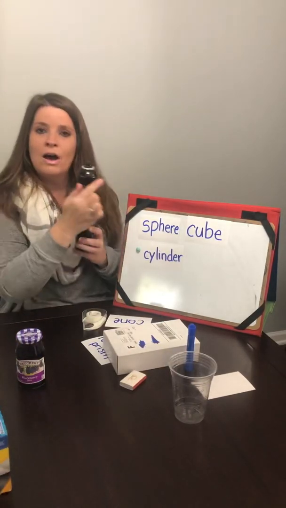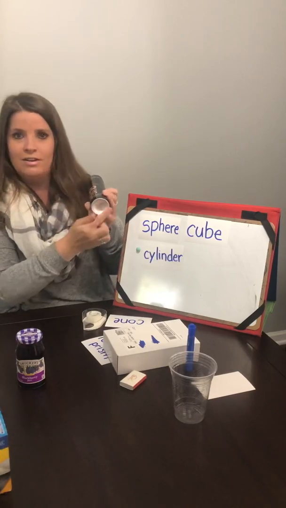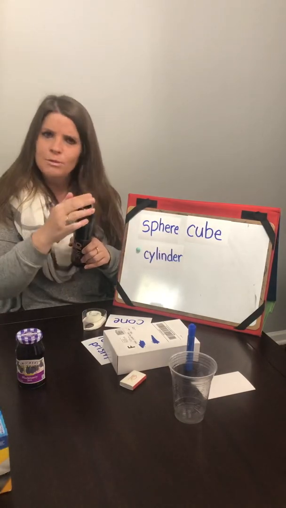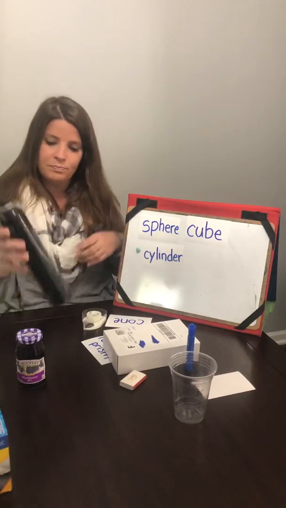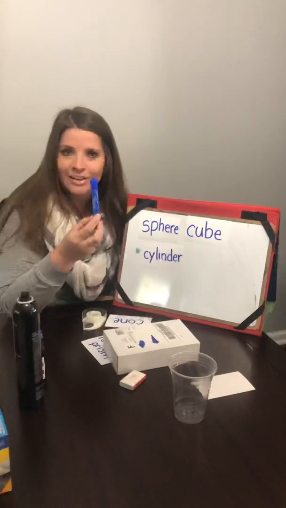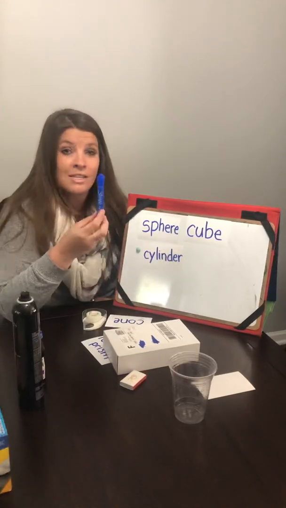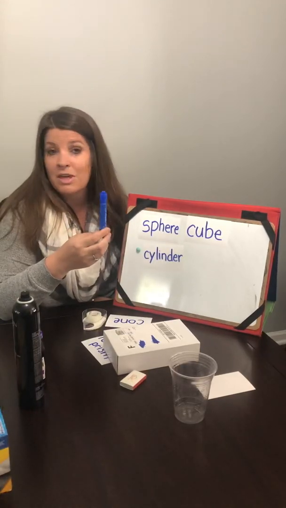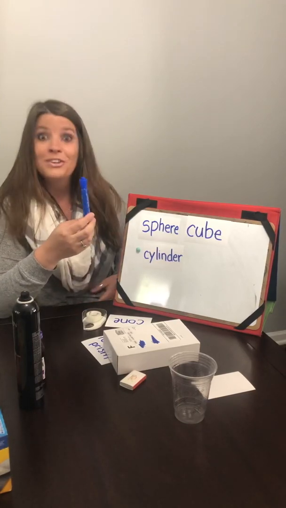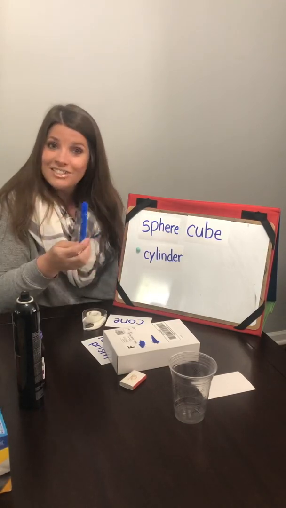It has round edges, and what's the base of it? A circle. Very good. Now, it has a little bit of a different top, but that's okay. Let's take another look. What about my marker? Is this marker a cylinder? What do you think? Give me a thumbs up if you think yes, and a thumbs down if you think no. You're right, this is a cylinder.